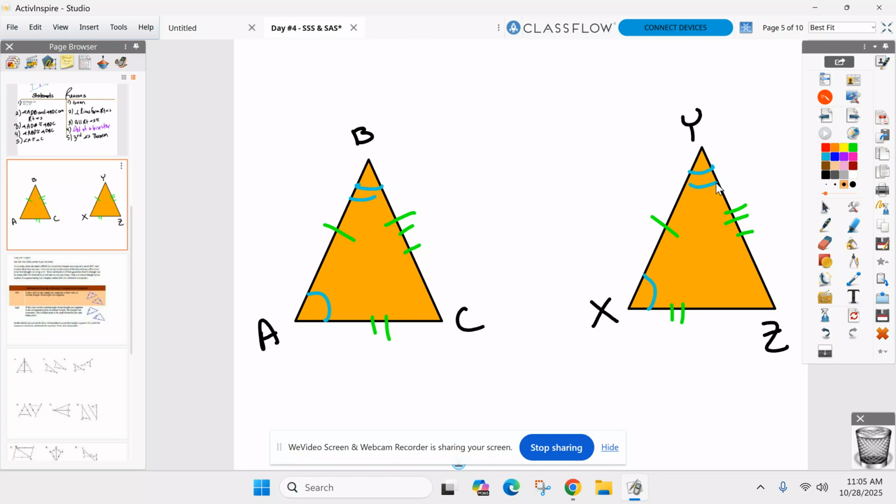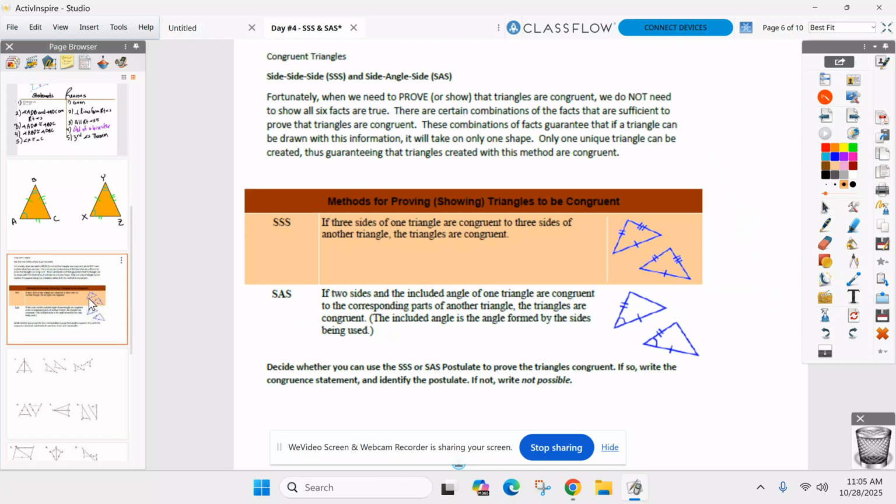There's five different ways of proving triangles congruent that require a lot less work than what we did yesterday. Today, I will introduce the first two. The first method of proving triangles congruent, which is a lot less than yesterday, is the SSS method.